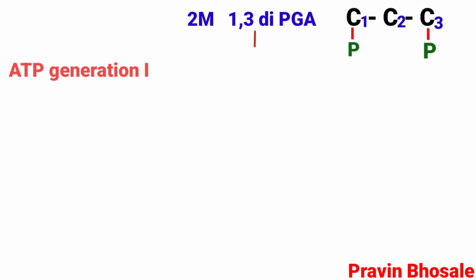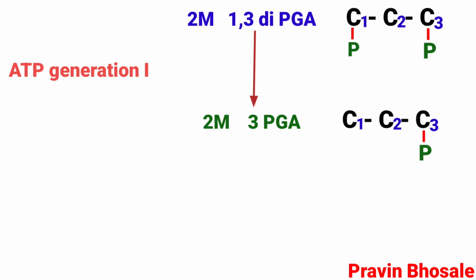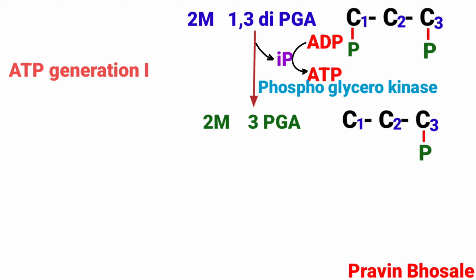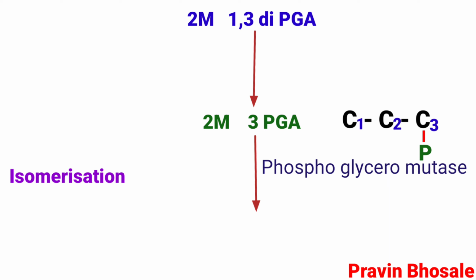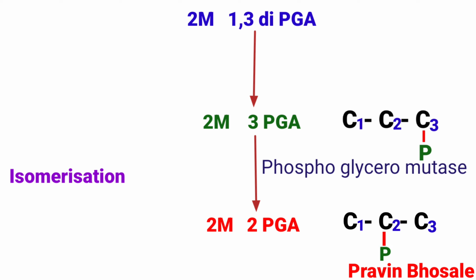ATP generation: 1,3-diphosphoglyceric acid is converted into 3-phosphoglyceric acid by removal of a phosphate group. This phosphate combines with ADP to produce an ATP molecule. The enzyme here is phosphoglycerokinase. Isomerization: the enzyme phosphoglyceromutase brings about conversion of 3-PGA into its isomer 2-PGA. In this reaction, the phosphate group is shifted from the third carbon atom to the second carbon atom.